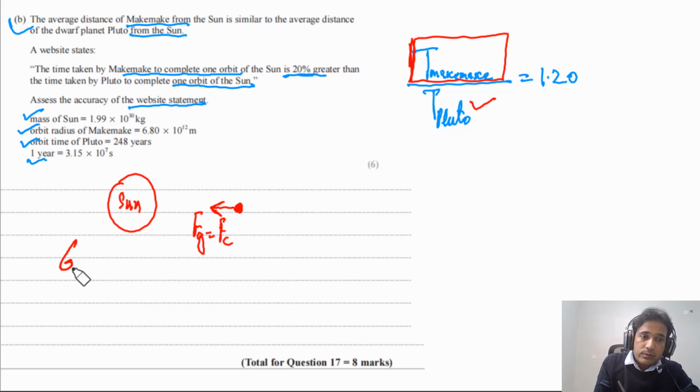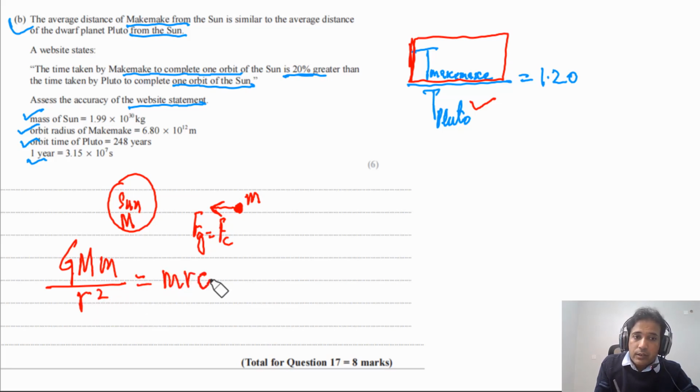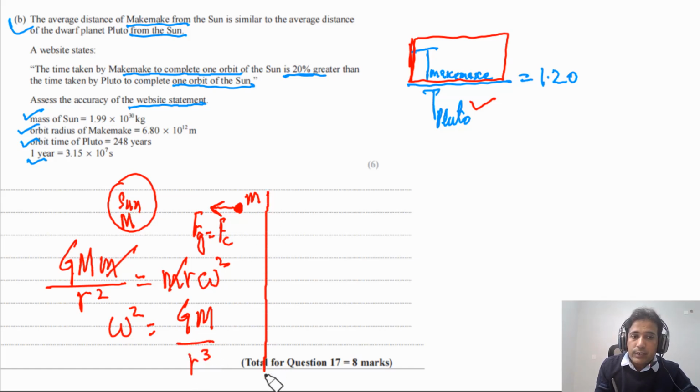Now simply we can write on here, G capital M, where capital M is the mass of the sun, small m is the mass of the small planet, divided by the orbital radius squared, and this has to be equal to m r omega squared. So we need to calculate time. From here the small m cancels with this m, so we can find out what omega squared is. Omega squared will be equal to G capital M. If we divide both sides by r, we will get r cubed. So we can find out the value of omega.